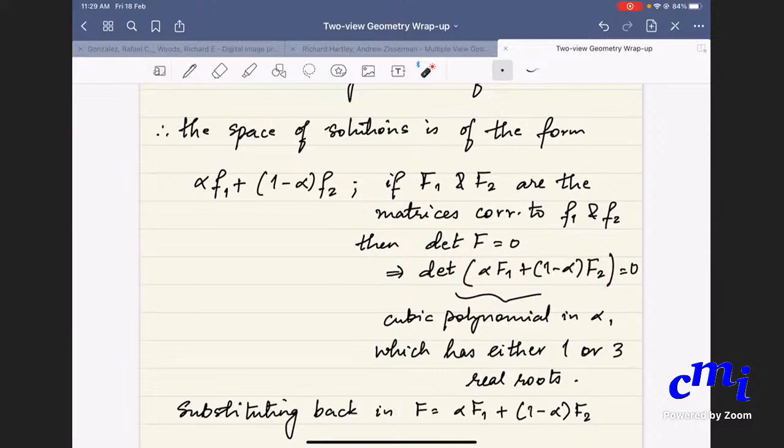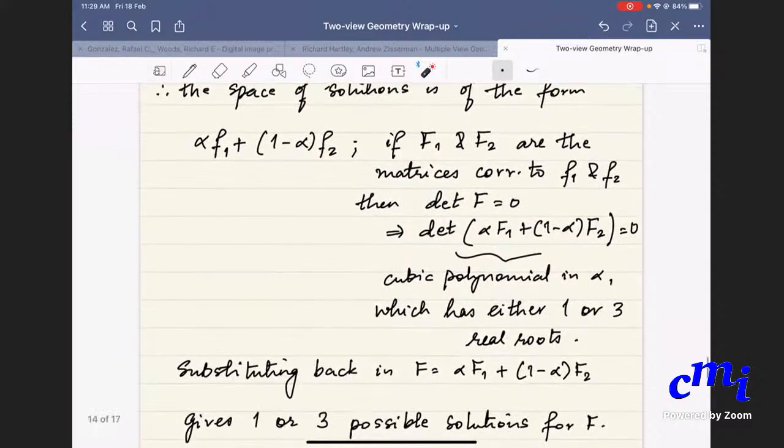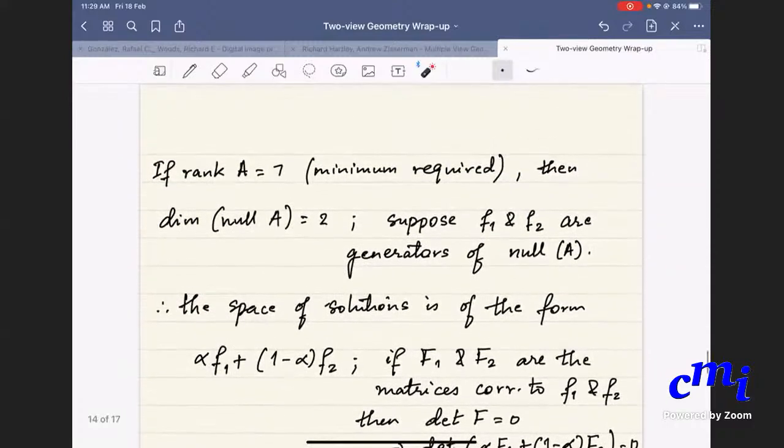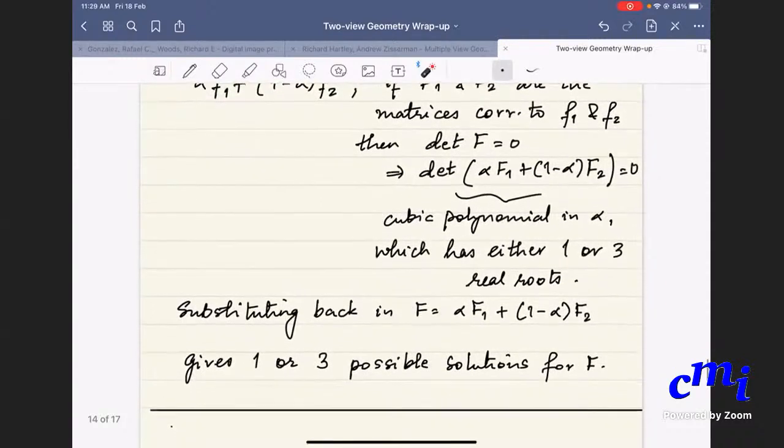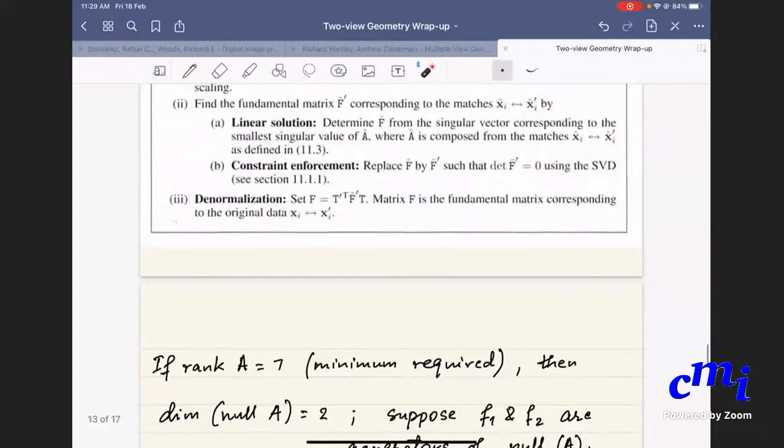So if we put this constraint, then this turns out to be a cubic polynomial in alpha. If it has complex roots, they are ignored, and real roots could be either 1 or 3 in number. So depending on 1 or 3, you will get 1 or 3 solutions to this system of equations in the case rank of A is 7. If there is 1 real root, then you have only 1 solution. If there are 3 real roots, you will get 3 possible solutions for F. So that is what happens if the rank of A is exactly 7.